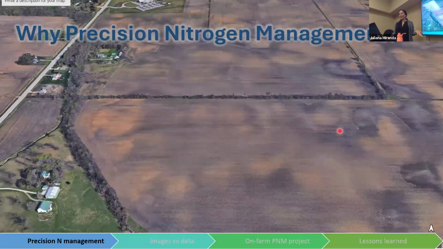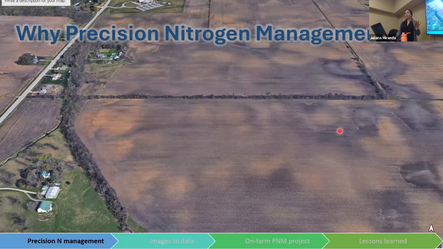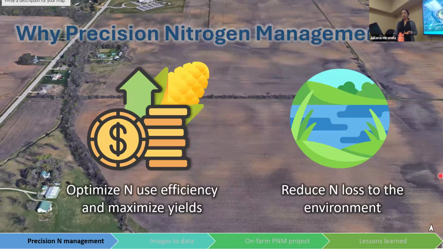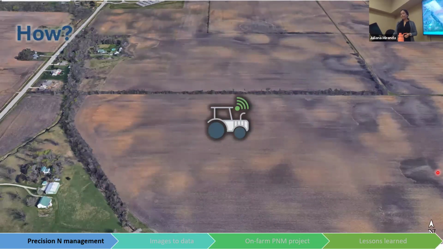Okay, so why precision nitrogen management? This is not only to optimize the resources at the farm level and maximize yield, but also to reduce the nitrogen loss to the environment. So, how do we do it? How does precision agriculture work? It starts with data.